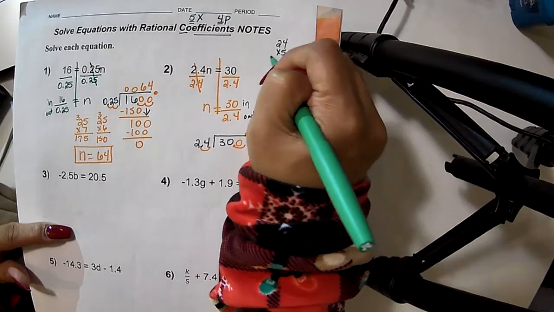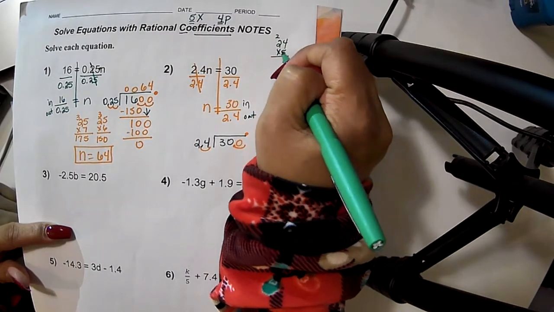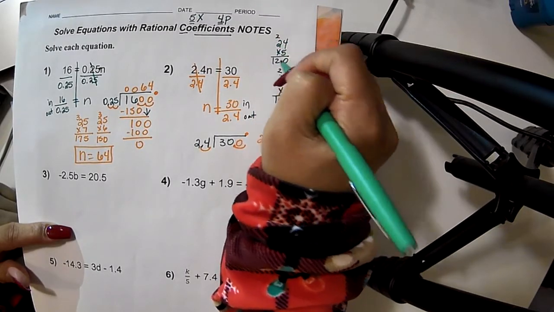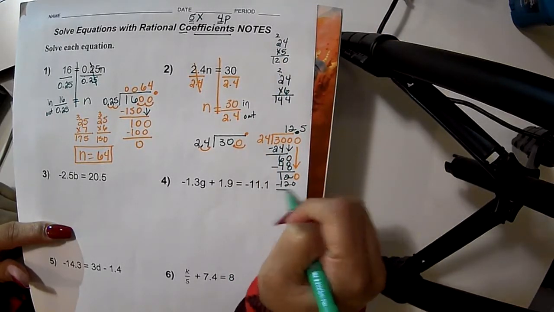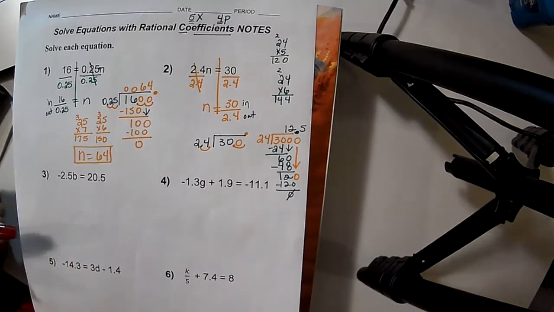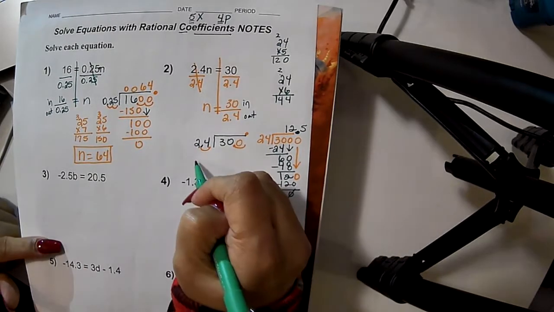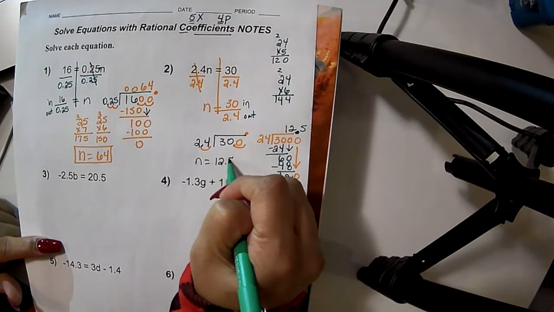So 24 times 5 is 20, carry my 2. 5 times 2 is 10, and that's 120. So that actually comes out perfect to what I need, and I am done. So the answer on this one is going to be n is equal to 12.5.